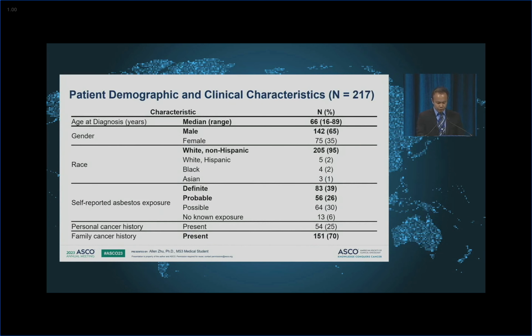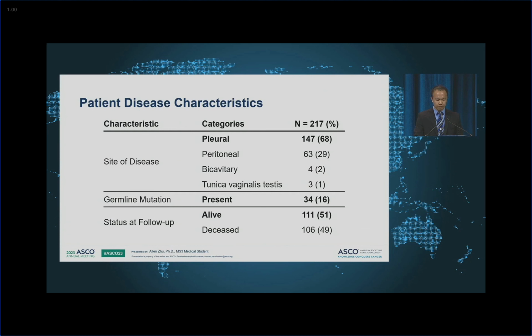We now discuss some patient demographic and clinical characteristics. First of all, the median age at diagnosis was 66 years. And as expected, the majority of patients were male and Caucasian. Most described self-reported asbestos exposure, and 25% had a personal history of another cancer, and 70% had a family history of cancer. As expected, the majority of our patients had a pleural site of disease origin, and of note, 16% of our patients had a germline mutation, and about half were alive at follow-up.